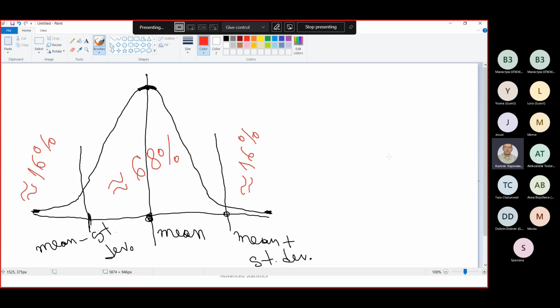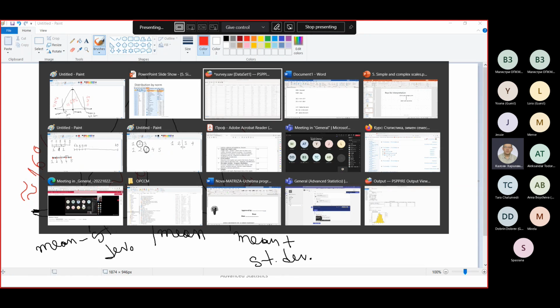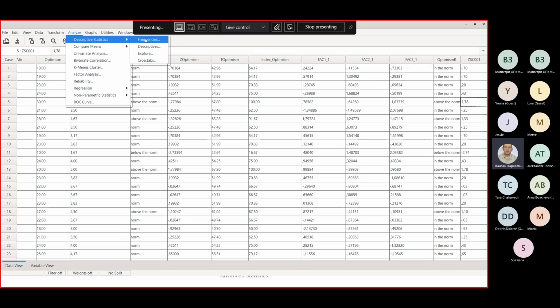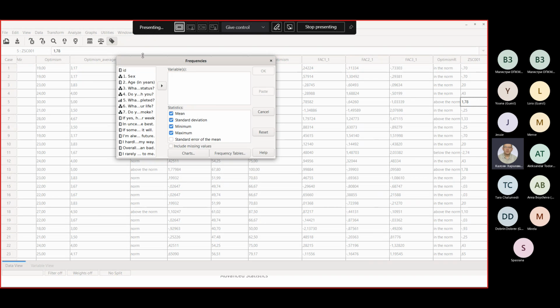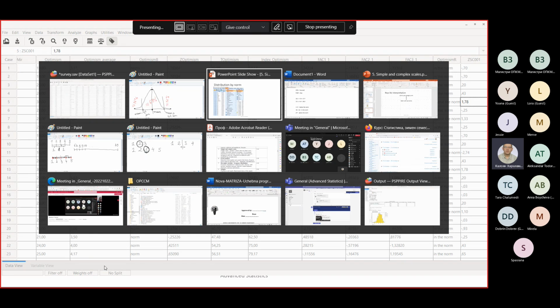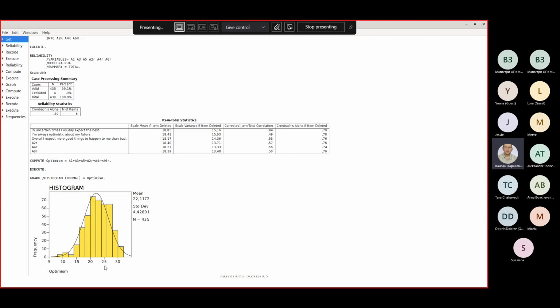We can check this by using Analyze. After that, Descriptive Statistics. After that, Frequencies, and move this new variable optimism R from left to right. This is enough. Just click OK. And let's see the results here.